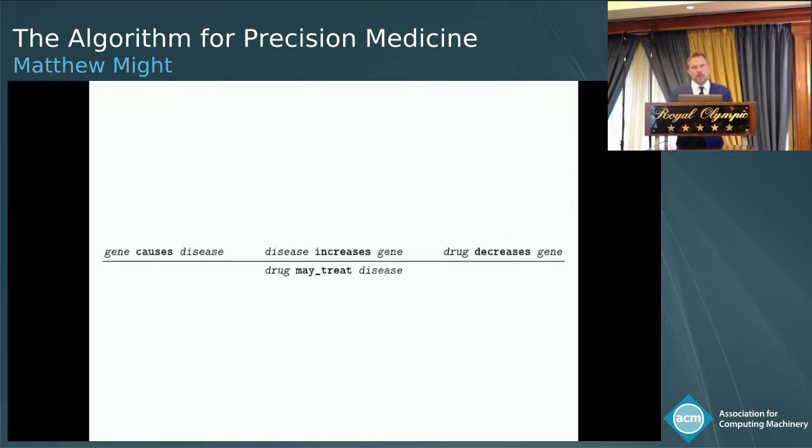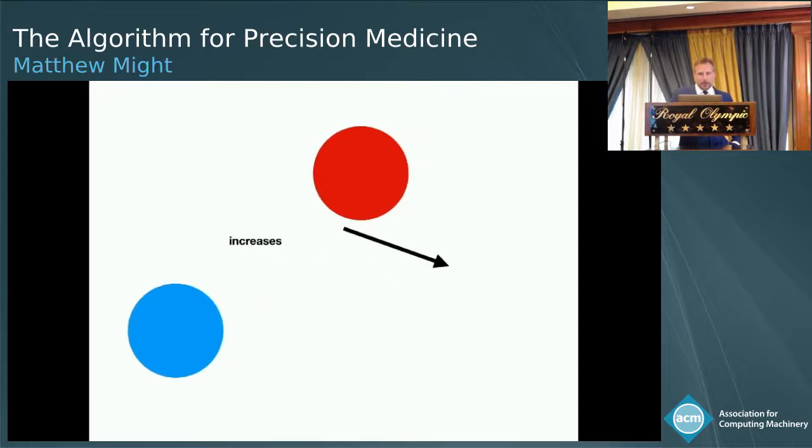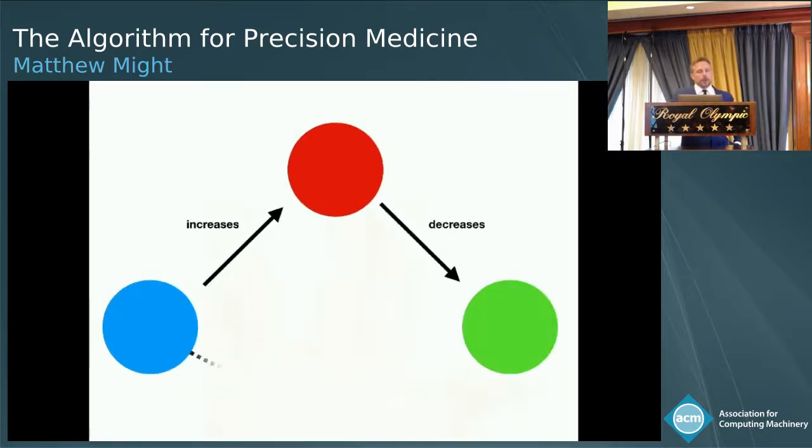And of course, if you want, you can express these as inference rules, the kinds that might show up in some of the papers that people in this community would write. There turns out to be one recursive inference rule that is tremendously useful, really a pair of inference rules. If you know that blue increases red and that red decreases green, you can infer that blue, by increasing a decreaser, should also decrease green.